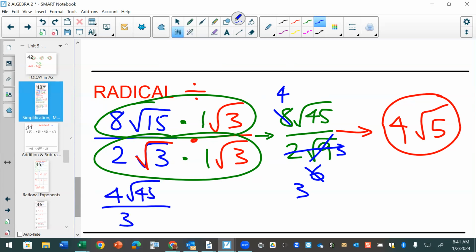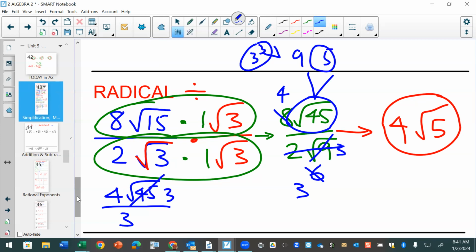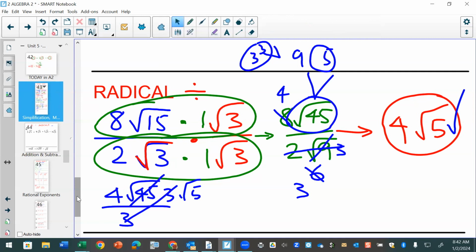All right. Well, what about radical 45? Let's get quick at this. What times what gives me 45? 9 times 5, okay. So what's coming out? A 3 is coming out, and a 5 is going back in. Cross out the 3s, and there's your answer. So know how to do it both ways. What do we call this? Rationalizing the denominator.